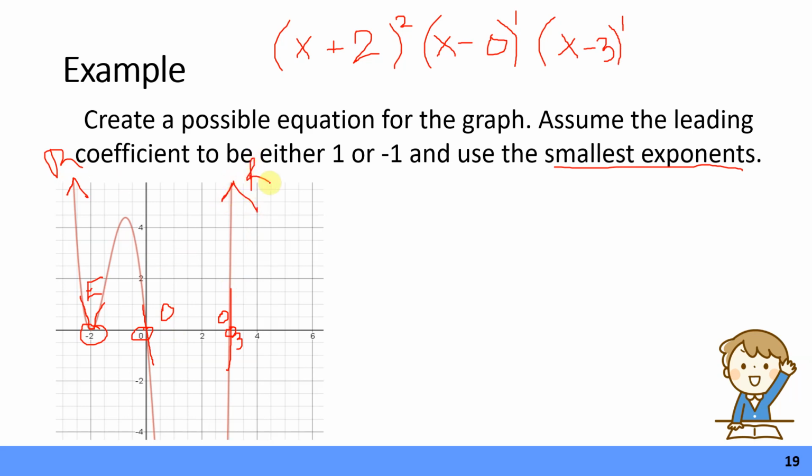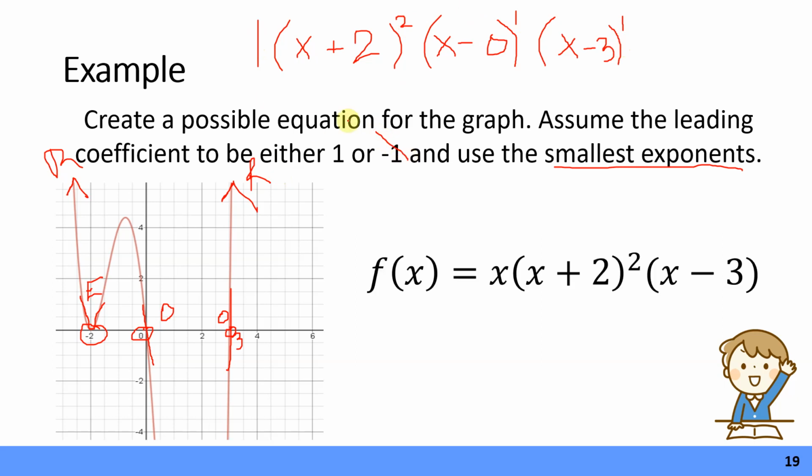So look at your chart. When does a graph rise to the left and rise to the right? That only happens when you have an even degree, which we do in this case, 2 plus 1 plus 1 is 4. But it also happens when you have a positive leading coefficient. So the number in the front must be a positive one, not negative.